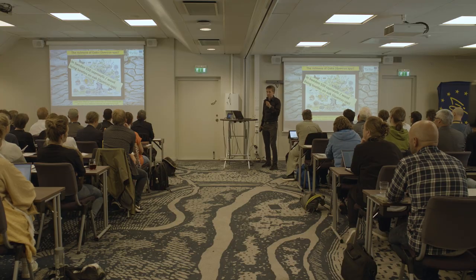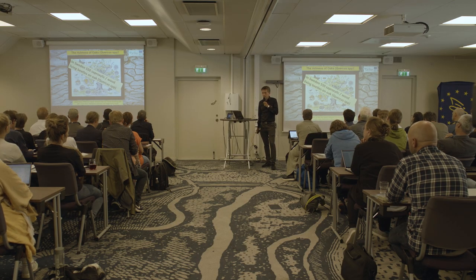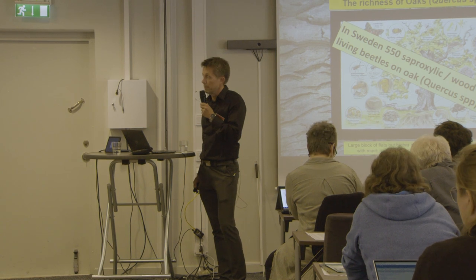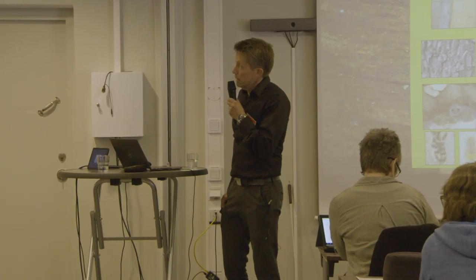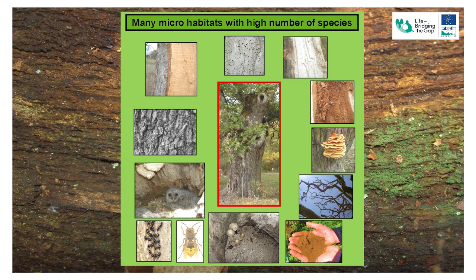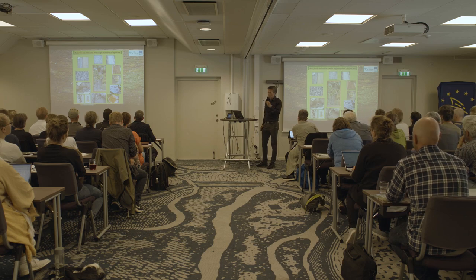In Sweden, there are 550 saprophytic species, meaning that they live on dead wood, or on the fungi on dead wood, or they can be predators or parasites on those other saprophytic beetles. The reason is that oaks are so rich in different microhabitats, and they live very long, so it's easy for the species to gather, to find these trees in the long run. The other explanation we had earlier from Karl-Olof is that the Quercus genus is so old, so evolution has created many different species during history.